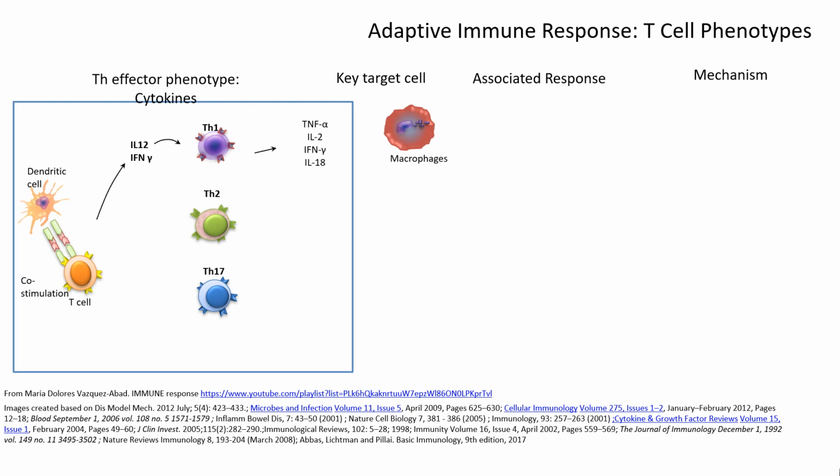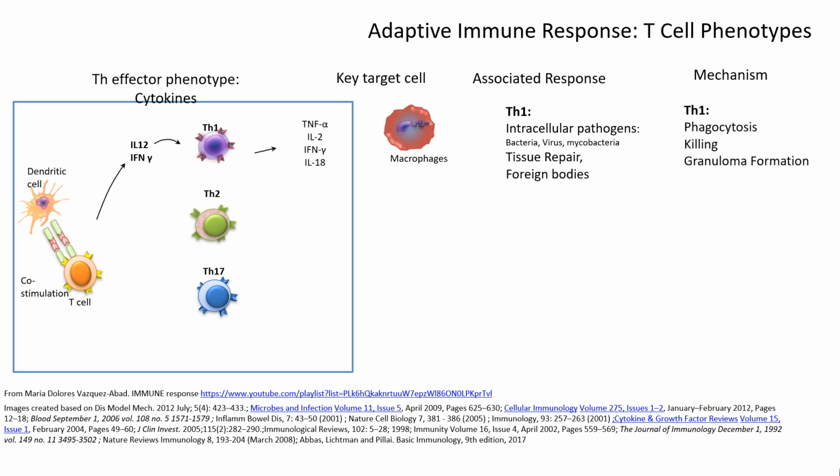This Th1 response that's actually conducted by the activated macrophages is basically triggered by intracellular pathogens, and it works in tissue repair and foreign bodies. In other words, the danger signal that is presented to the T cell by the dendritic cell is derived from either intracellular pathogens or because we do need tissue repair after surgery, after we cut ourselves, or foreign bodies, like having a splinter.